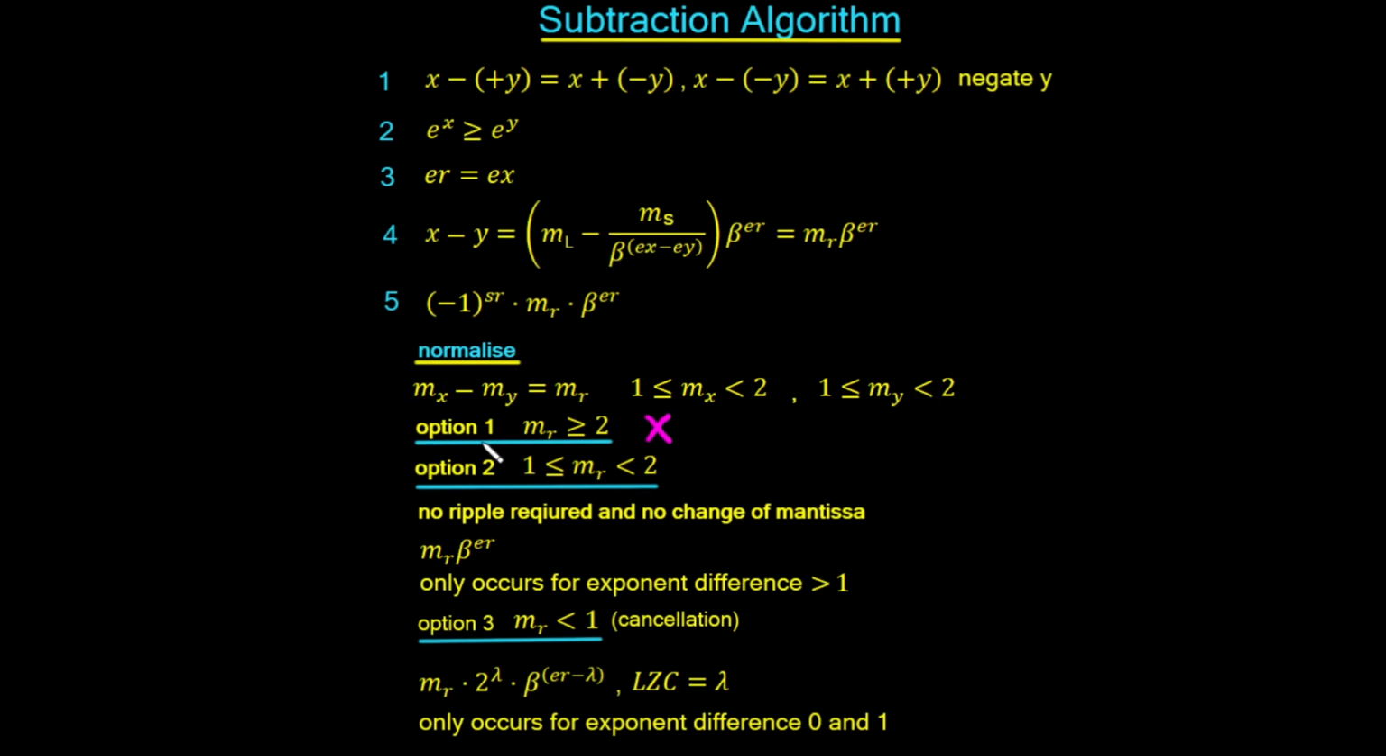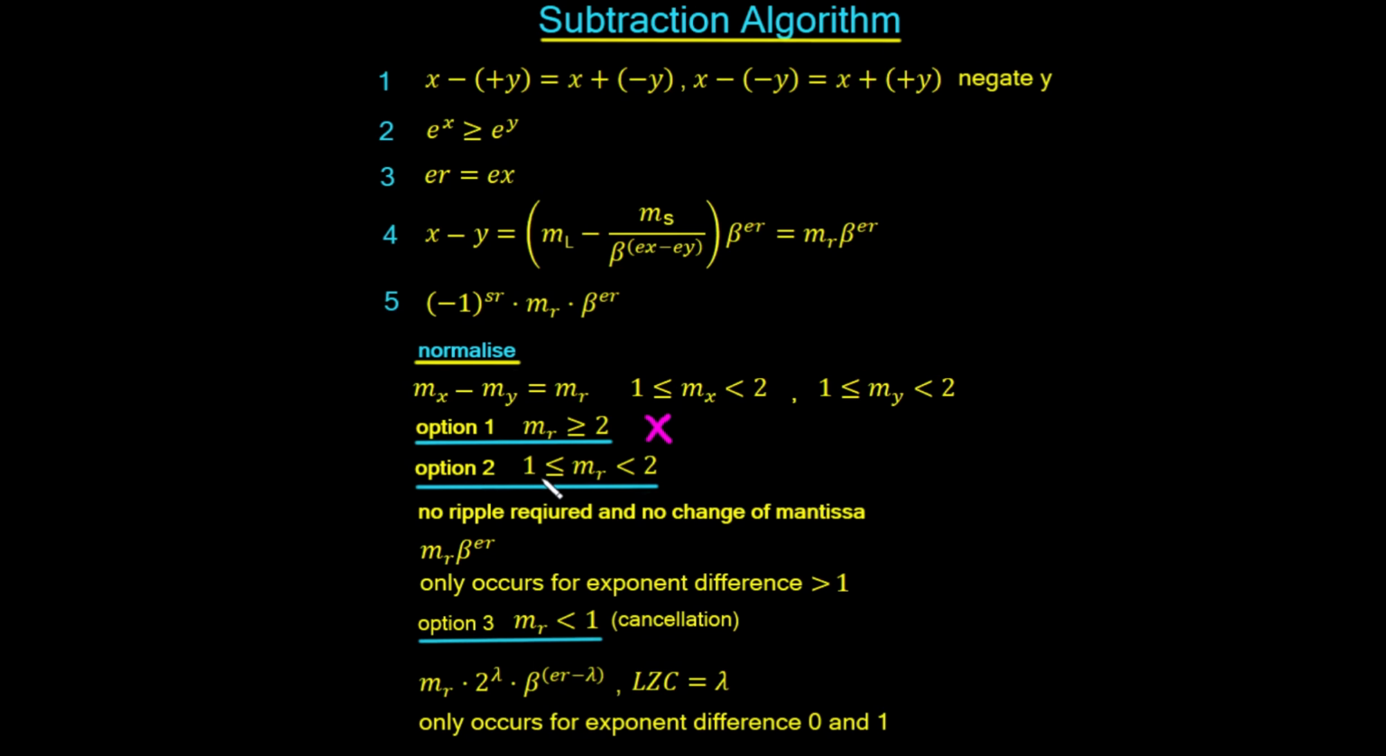So again, we've got 3 options here. We could have mr greater than or equal to 2. So in this bracket here, greater than or equal to 2. Now, that can't actually occur whenever we're subtracting, because we're going to have a number between 1 and 2 and a number between 1 and 2. So whenever we subtract one from another, we're never going to get a number that's greater than 2. So this option just doesn't occur.